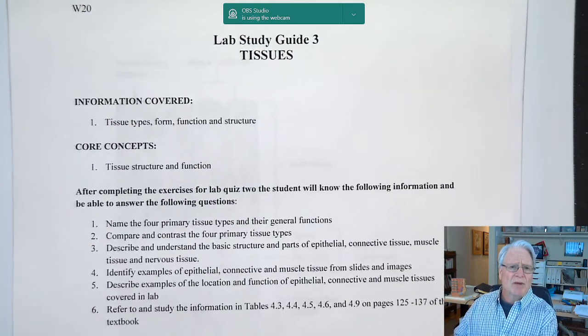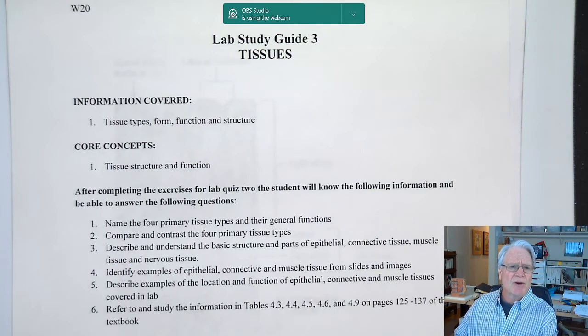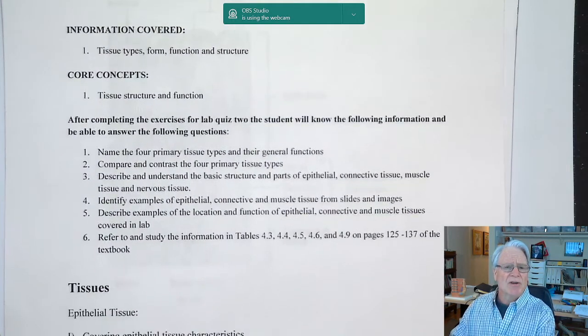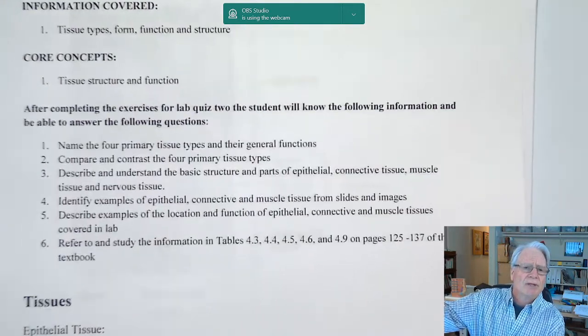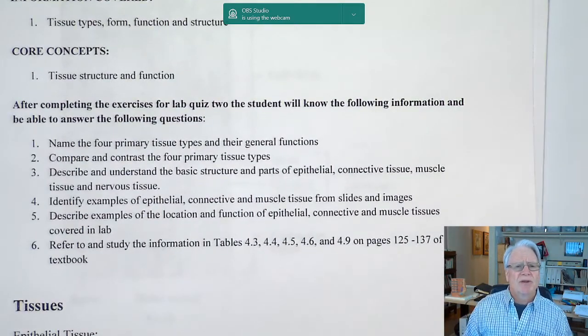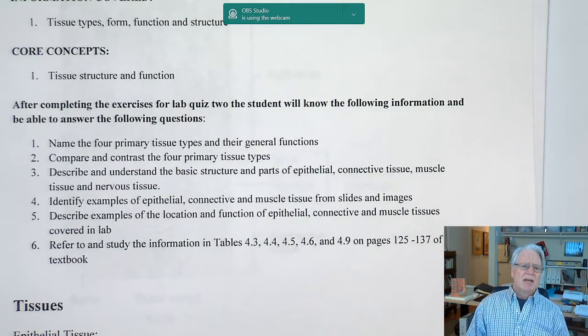So let's begin by looking at the lab study guide and what it tells us. The information that's covered is tissue types, form, function, and structure. Core concepts are tissue, structure, and function. And then I've given you a series of things that you should know. Name the 4 primary tissue types and their general functions. Compare and contrast the 4 primary tissue types. Describe and understand the basic structure and parts of epithelial, connective, muscle, and nervous tissue. Identify examples of epithelial, connective, and muscle tissue from slides and images.